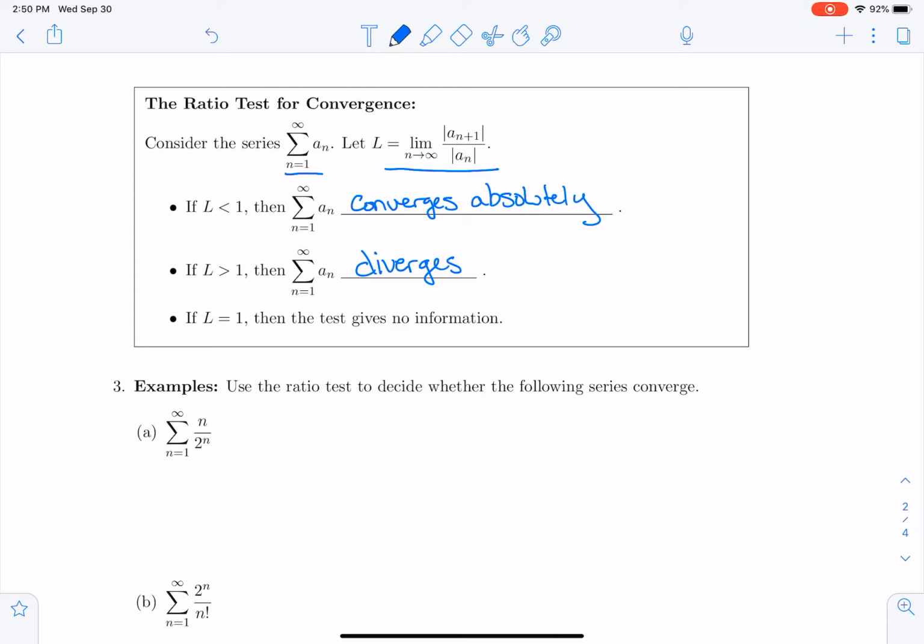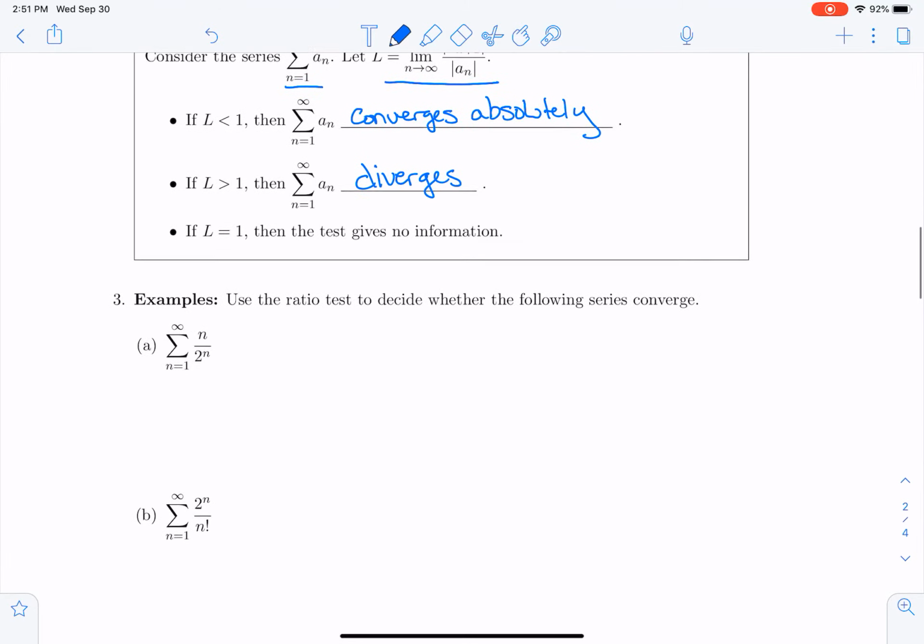Now, unlike geometric series, if the limit of the ratio of the terms is 1, then the test actually doesn't give enough information. It does not tell us whether the series converges or diverges. That means that there are going to be some series whose limit of the ratio of the terms is 1 and the series converges, and then there are some for which the limit of the ratio of the terms is 1 and the series diverges. So let's do a couple examples, okay?